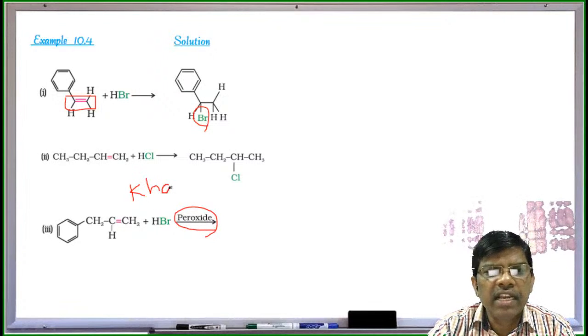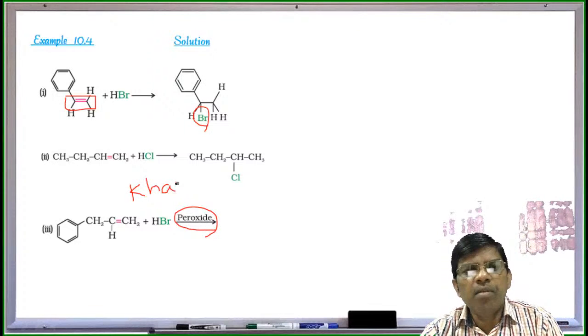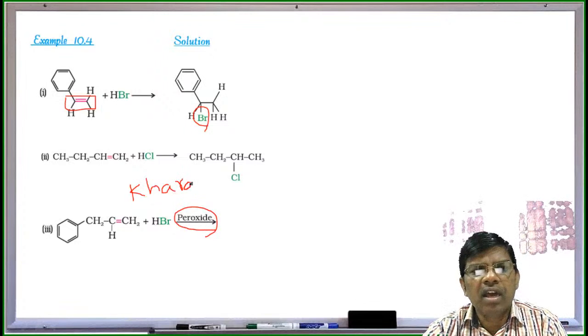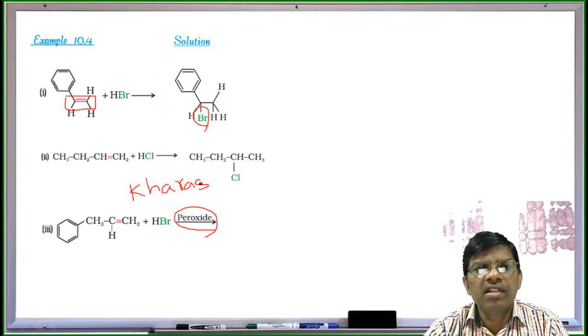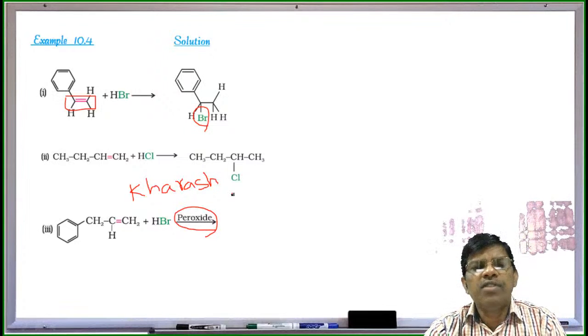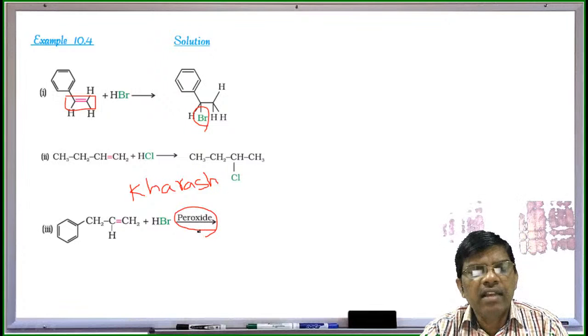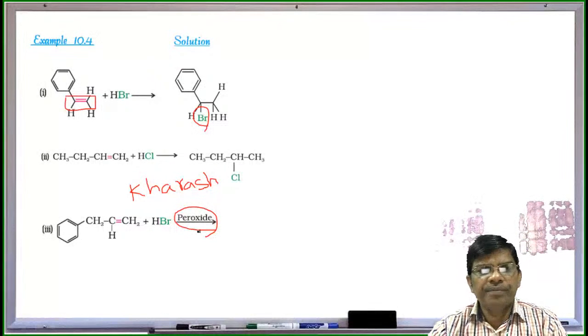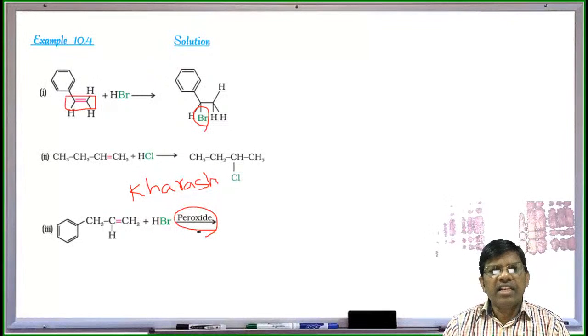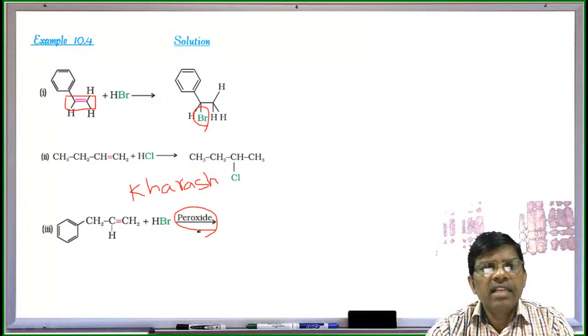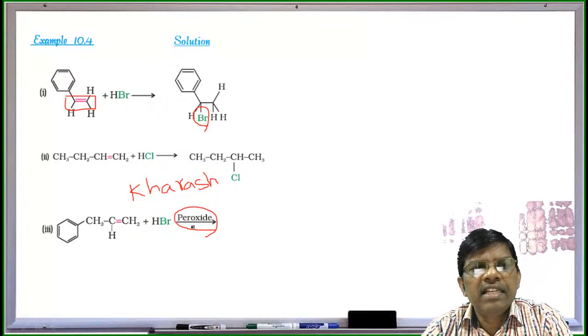This peroxide reaction gives anti-Markovnikov's product, the Kharash effect, or Kharash, which was the first observed use of peroxide. This peroxide reaction follows a free radical addition reaction. Free radical, yes. So in NEET 2020, this reaction was asked.